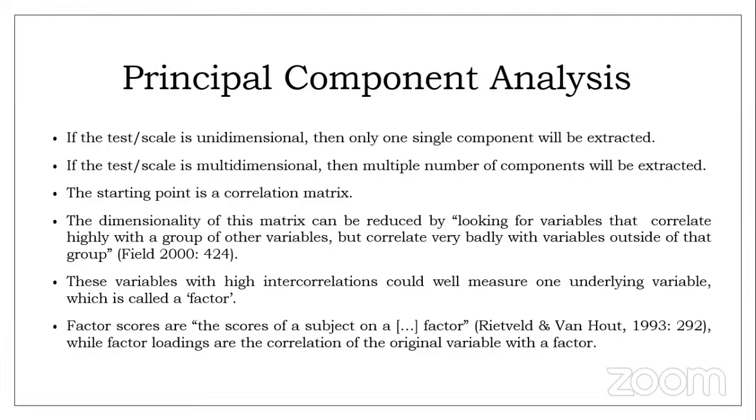If that is the case, then ideally, even if you have 100 items for assessing intelligence in your test, all those 100 items must be loading on one single component if your test or scale is truly unidimensional. So this extraction of the number of components in PCA can be used to actually confirm your hypothesis.